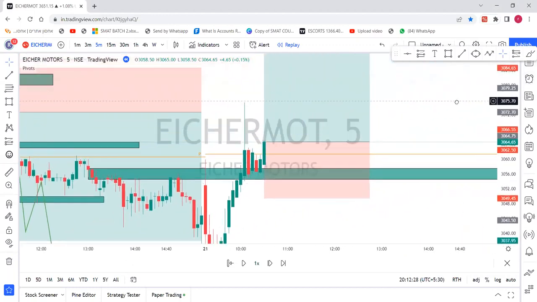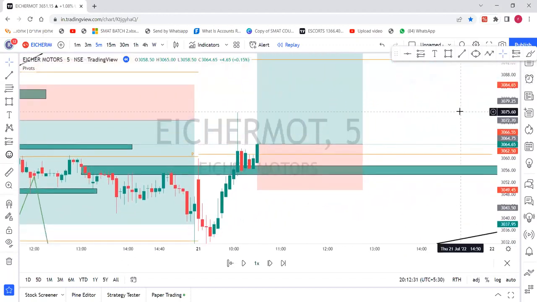Book profit means take the profit home. Let's say that you made 1,000 rupees profit. You have purchased at 1,000 rupees, 100 quantity. Now it is at 1,010. So overall profit you have made is 1,000 rupees. So when you are selling the stock at 1,010, you are booking the profit.